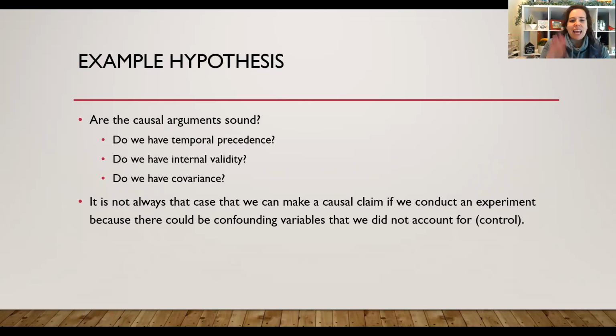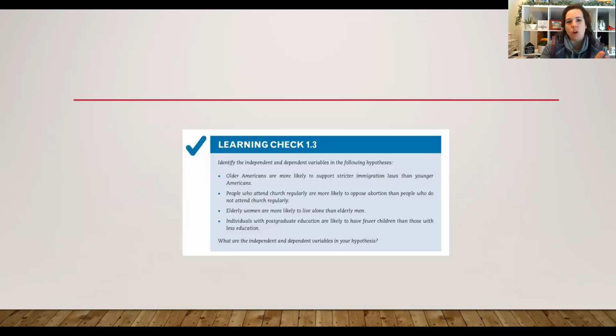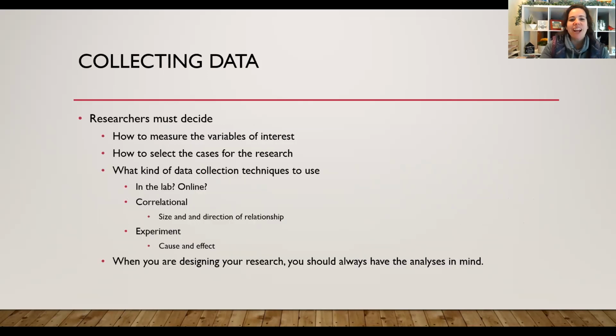So again, I just talked about this causal argument. No, they're covariant. It's a correlation. Okay. Learning check. We got all this done. All right. So when we go about collecting data, you have to decide first, what is the way that you're going to measure the variable you're interested in? And then you need to figure out how you'll find your participants. So how are you going to actually collect data?